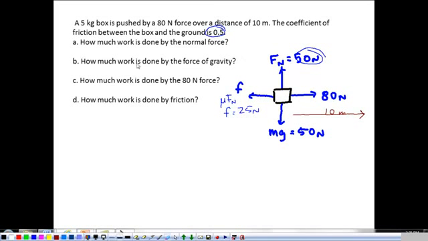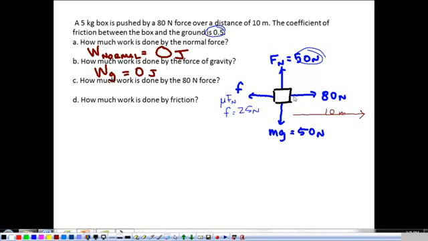So, for part A, how much work is done by the normal force? So the work of the normal force, well, we see here that the normal force is perpendicular to my displacement. So that force doesn't help me with this motion at all. That force does 0 joules of work. How about the work done by the force of gravity? Well, we got the same thing. Gravity pulls straight down, we move straight over. So the work done by gravity is also equal to 0 joules.